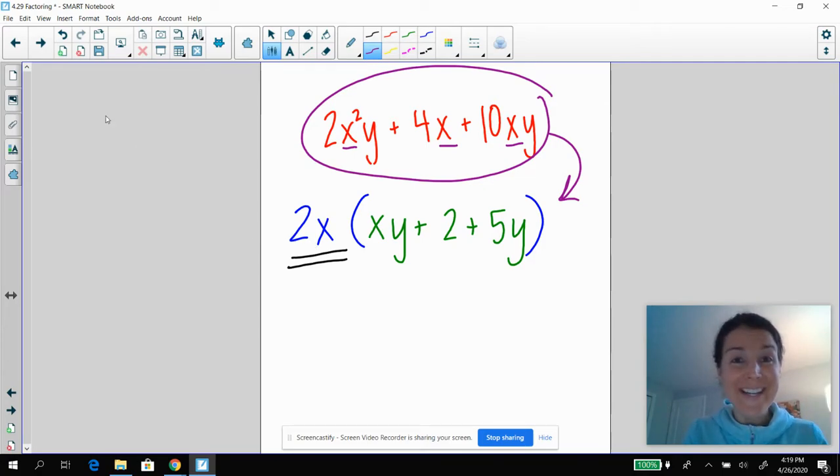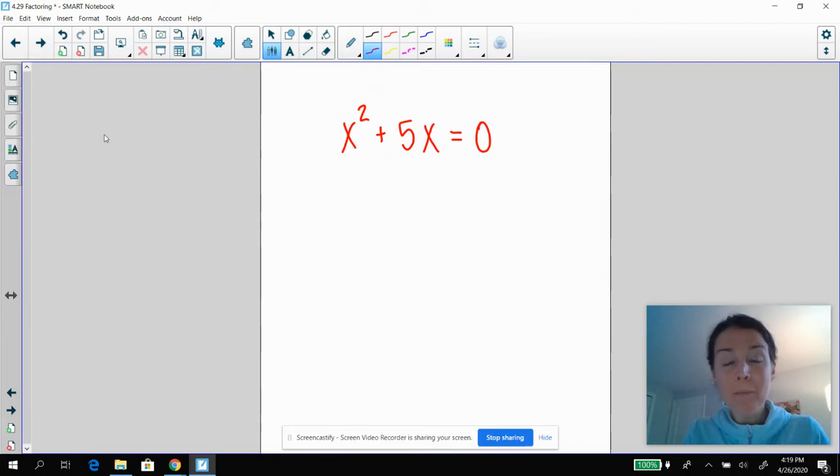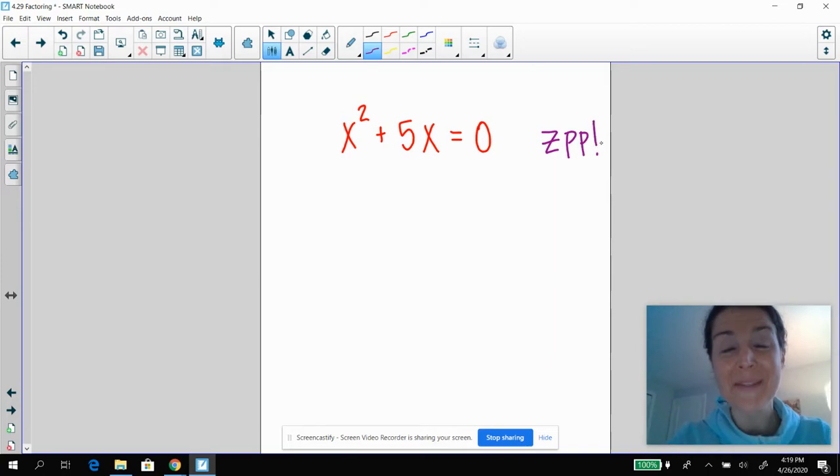And guess what? You have already done this this year. Remember when we saw problems like this and we said, oh my God, we've got an x squared term, an x term, and nothing else? I know that this is ZPP. This is great review. It is the zero product property. Look, we've got a zero here, but we don't have a product. So what did we do? We factored out, we didn't call it factoring, but we factored out the common term out of each one.